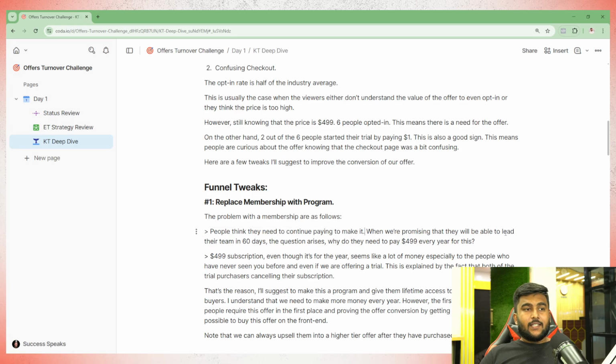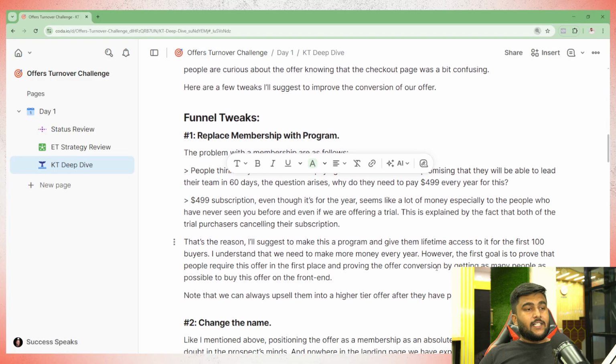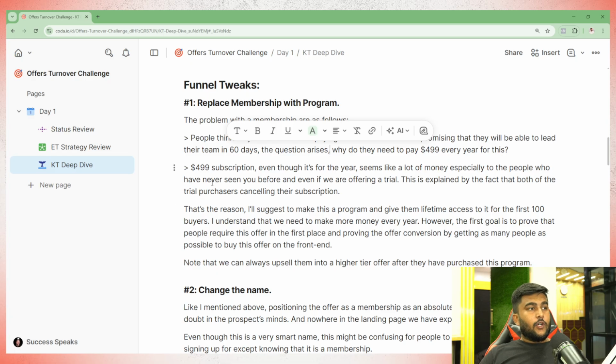When we are promising that they will be able to lead their team in 60 days, which is one of the copy lines from the landing page, the question arises: why do they need to pay $499 every year for this, right? And a $499 subscription, even though it's for the year, seems like a lot of money, especially to people who have never seen you before, even if we are offering a trial. This is explained by the fact that both of the trial purchasers cancelled their subscription, right? That's the reason I suggest to make this a program rather than a membership, and give them lifetime access.